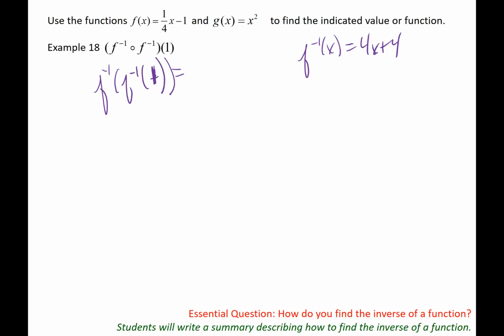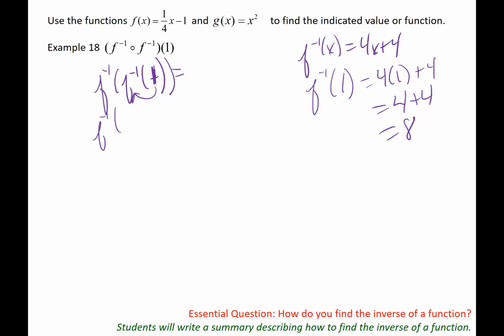Okay. So this is saying I'm taking 1, plugging it into f inverse. So let's do that, 1 into f inverse. So 4 times 1 plus 4. 4 times 1 is 4, plus 4 is 8. So we're going to take that 8 and we're going to plug it in for the first f inverse of 1.